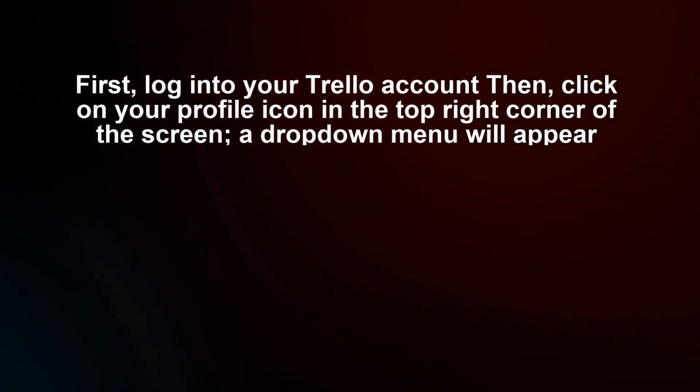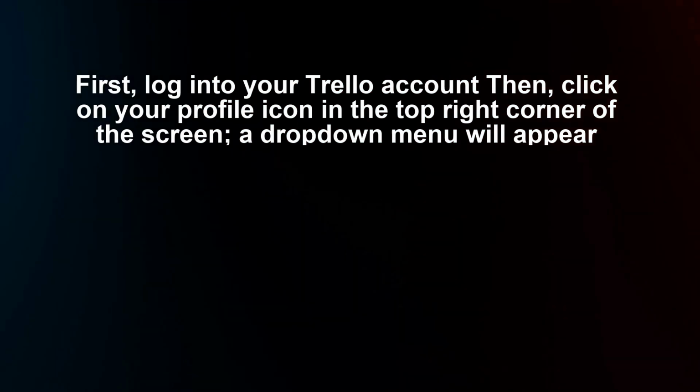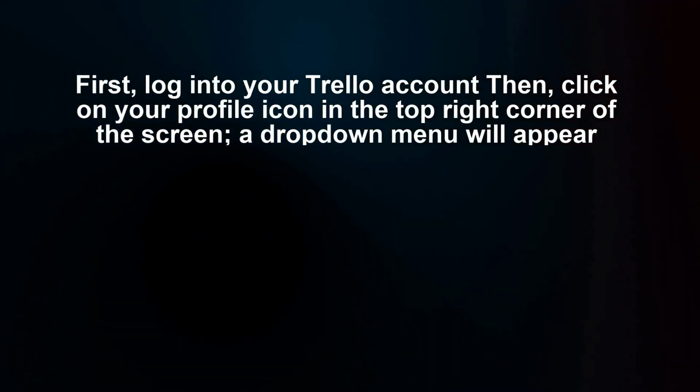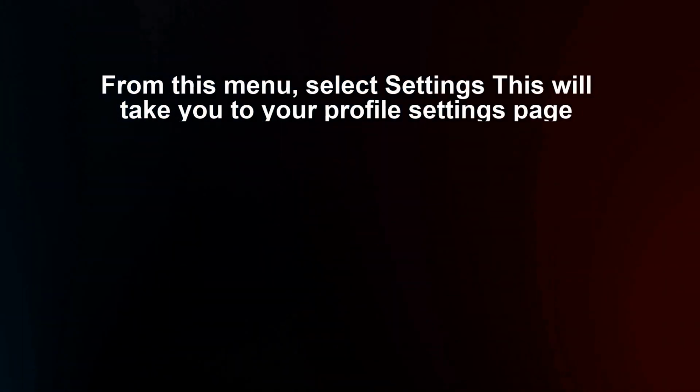First, log into your Trello account, then click on your profile icon. In the top right corner of the screen, a drop-down menu will appear. From this menu, select Settings. This will take you to your profile settings page.